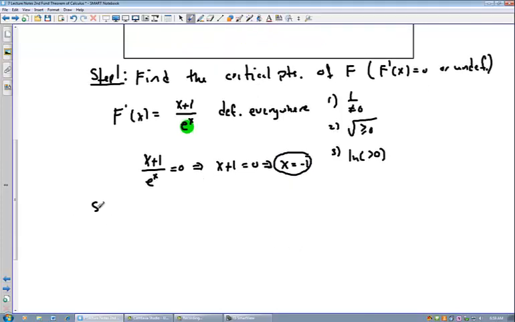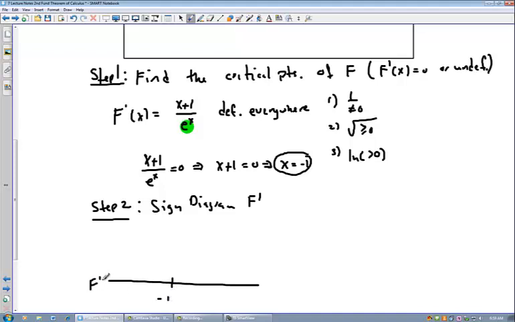And so now we're going to do step 2, and step 2 is simply to do a sign diagram for f prime. So here's my sign diagram. I have a critical point at negative 1, and this is for f prime, and the analysis is going to work for f. You just choose a point, like f prime of negative 2, a point to the left of negative 1, and then a nice point to the right of negative 1, like f prime of 0. That's probably the easiest one. You simply plug these back into f prime. So negative 2 plus 1 divided by e to the negative 2, which is equal to minus 1 over e to the negative 2, which actually equals negative e squared, because if the exponent is negative, you put it on top.